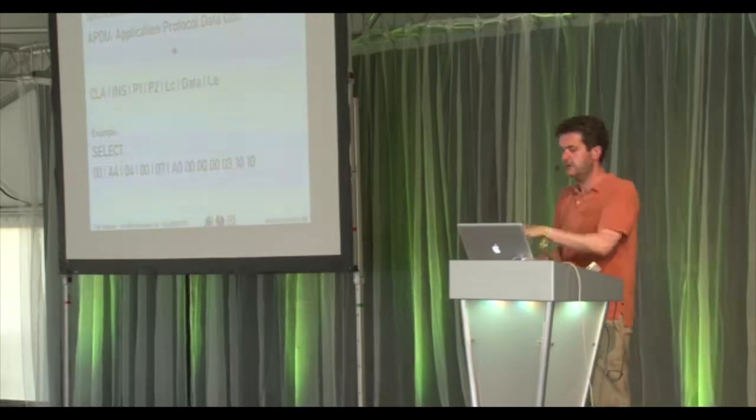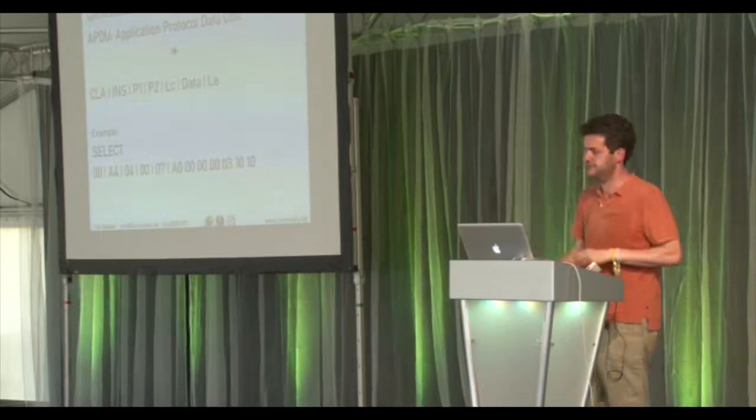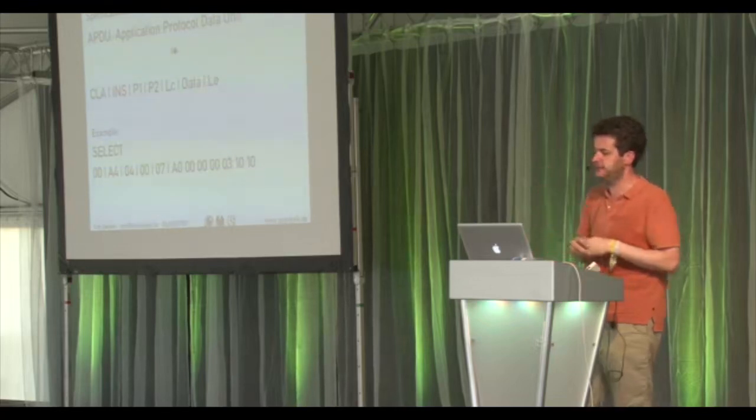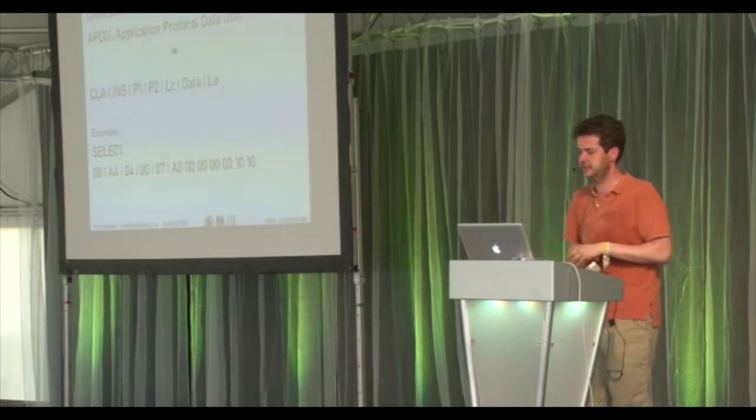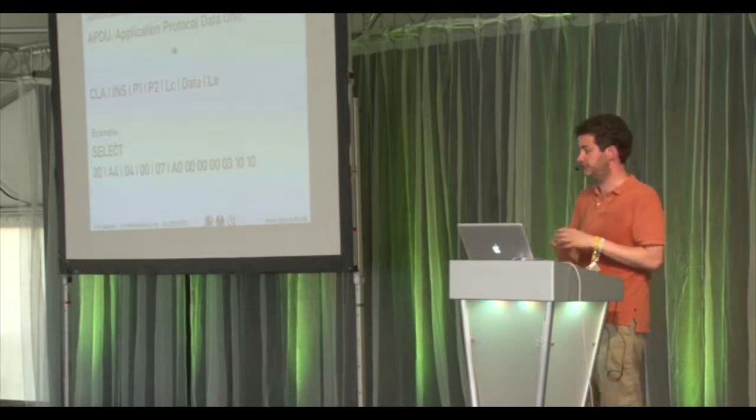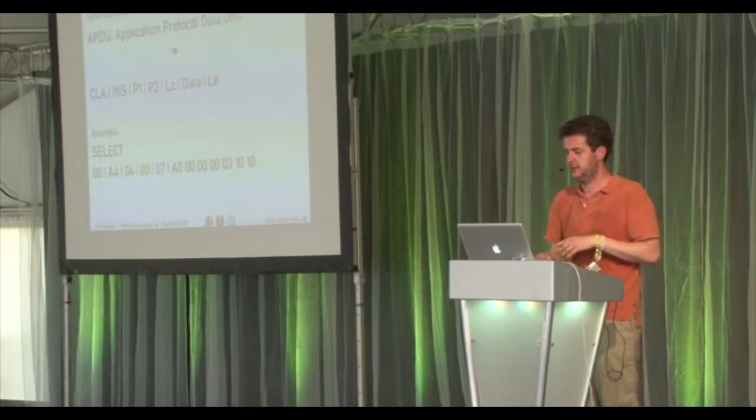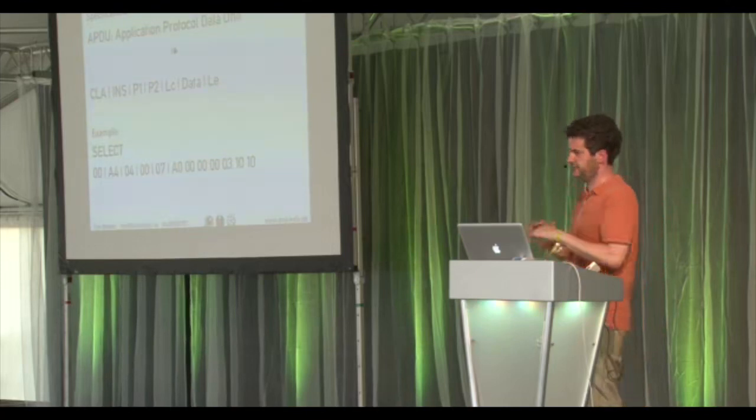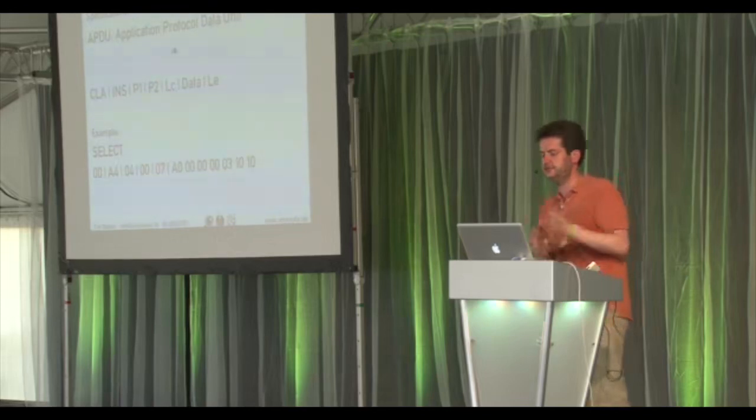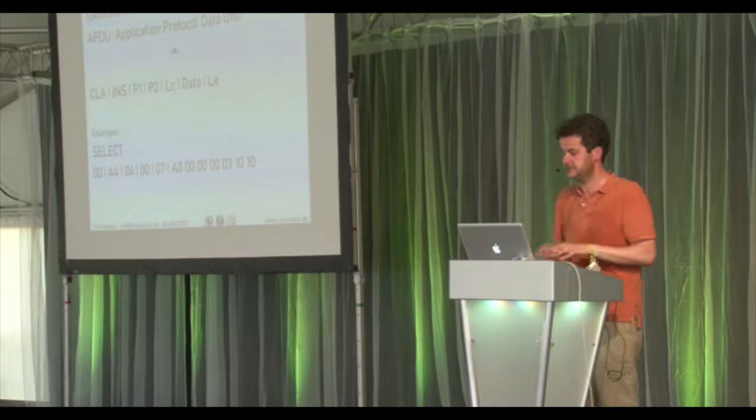And the APDUs are always structured in the same way. The first byte, the 0, is the class of command that you're sending. The second is the instruction byte, which is the actual command that you're sending. You can send 2 parameter bytes. Then you send the length of the data that you're going to send, and in the case of select, you're sending the file name. A000031010 is the standard file name for the Visa application that's on cards.